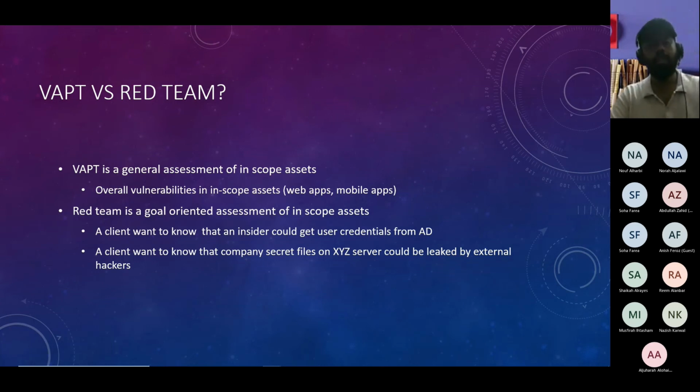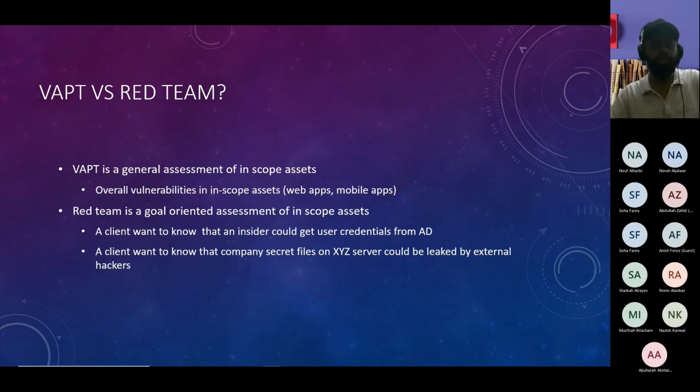So VAPT and red teaming, there's a lot of confusion between VAPT and red teaming. So I want to clarify this with a very simple example. You see, I have written: VAPT is a general assessment of in-scope assets, and red team is a goal-oriented assessment of in-scope assets. Okay, I will explain in a very simple way.